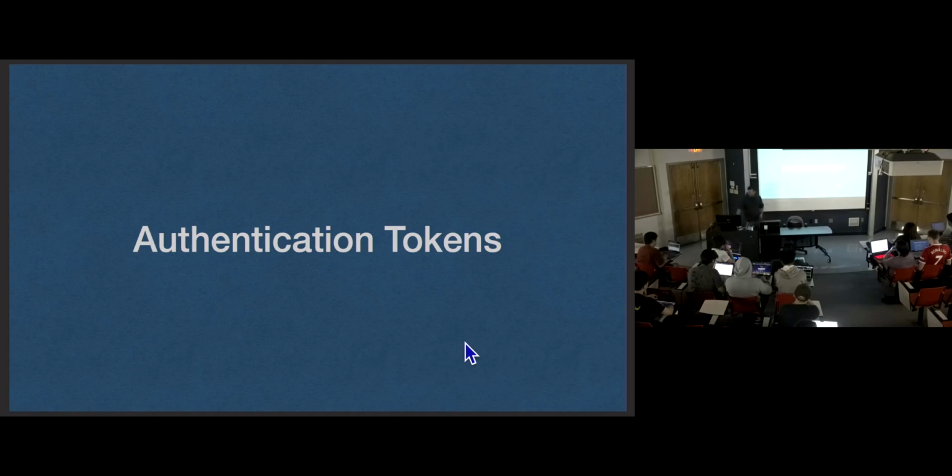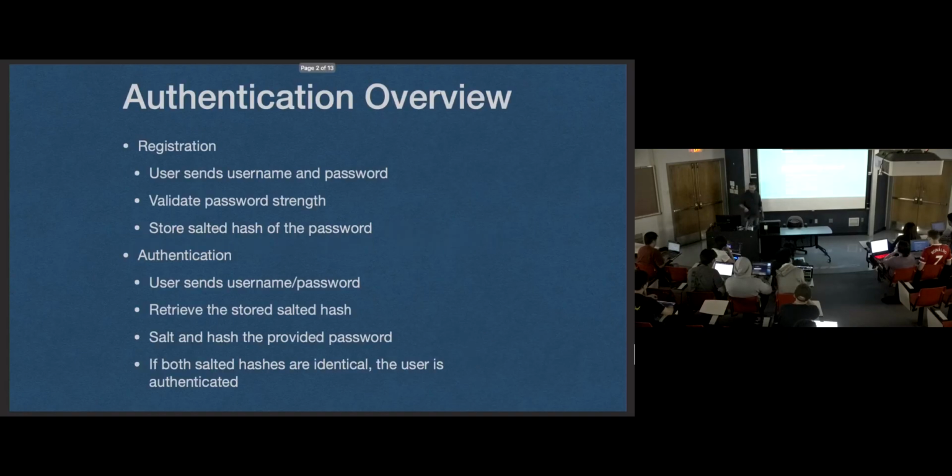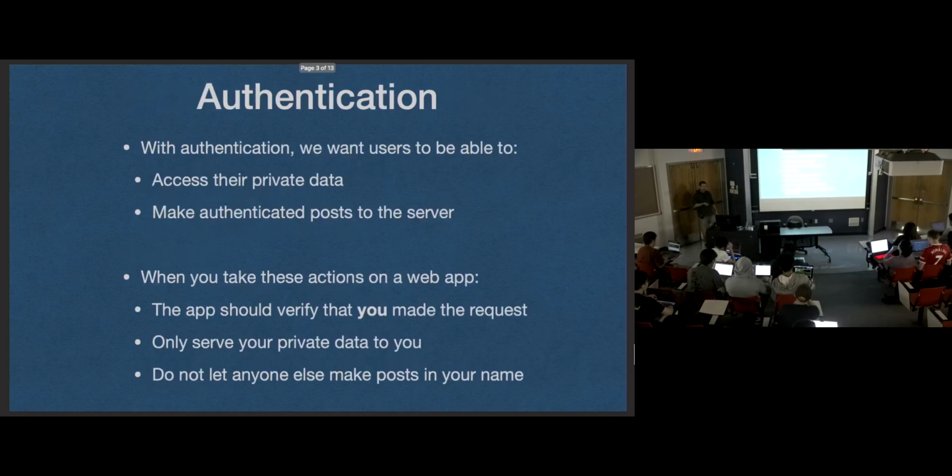All right, authentication tokens. So we kind of just overviewed authentication. So we have registration and authentication, and with authentication, all we have is authentication right now. Somebody sends username and password. We take that username, go to our database, and say, give me the record for this username. That gives me the salt and hash. I put the salt on the end of the password, hash it, and check if the hashes match.